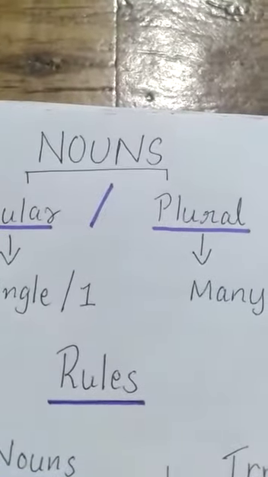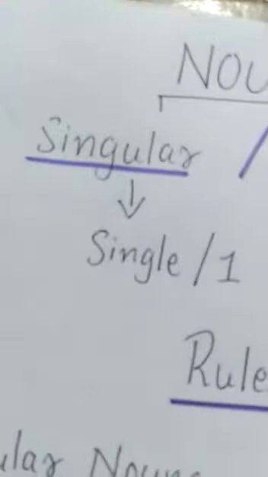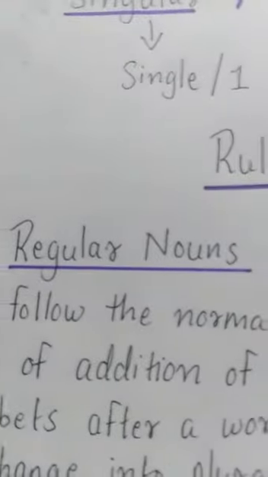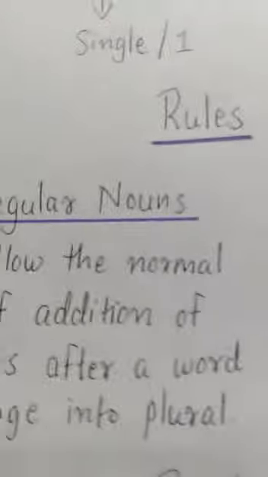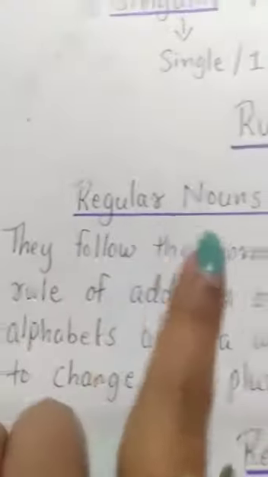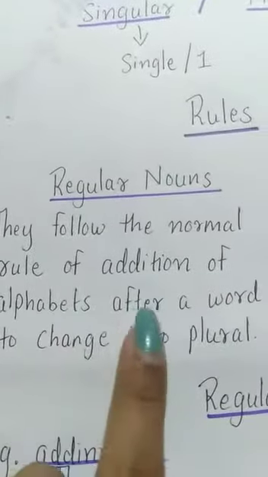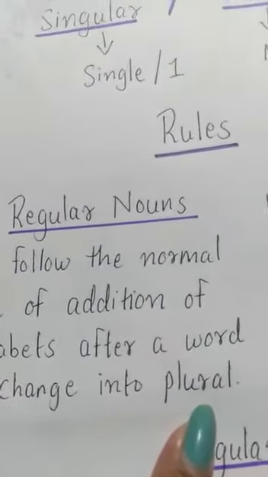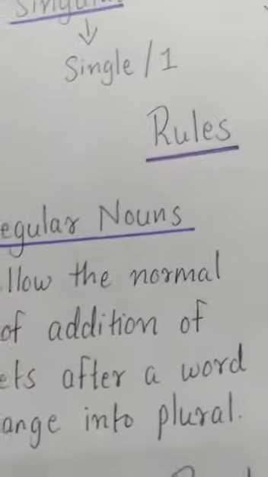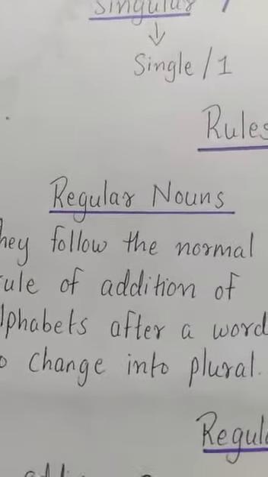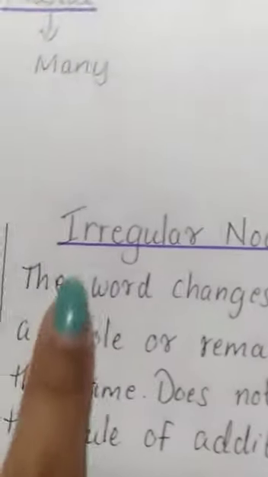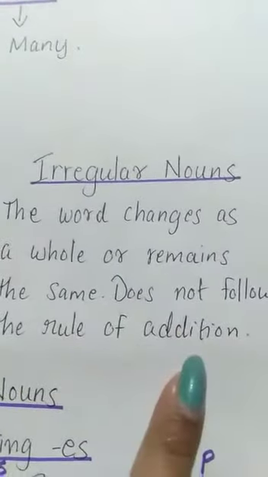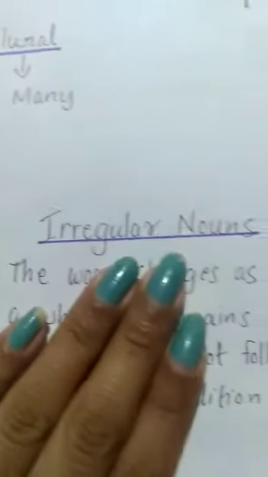So how do we learn the rules of converting a singular noun into plural? In order to understand the rule, first we need to know what are regular nouns and what are irregular nouns. The regular nouns follow the normal rule of addition of alphabets after a word to change into plural. Like for example, girl, girls, box, boxes. We simply add s or es in order to change it into a plural noun. Whereas in irregular nouns, the word changes as a whole or remains the same, and does not follow the rule of addition. We will come back to irregular nouns after some time.